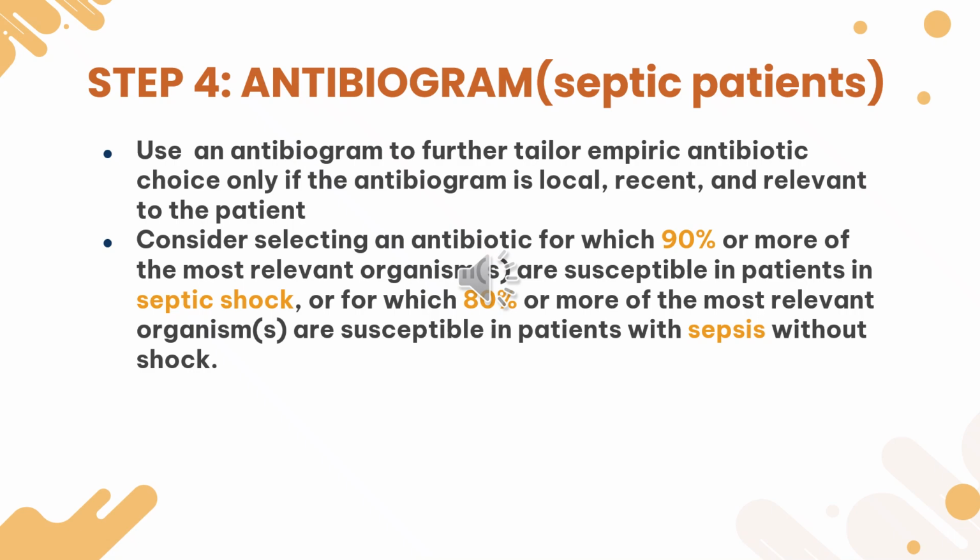Step 4, use the antibiogram. In septic shock, select an antibiotic with 90% susceptibility for the relevant organism. In sepsis without shock, selecting an antibiotic with 80% susceptibility is acceptable.